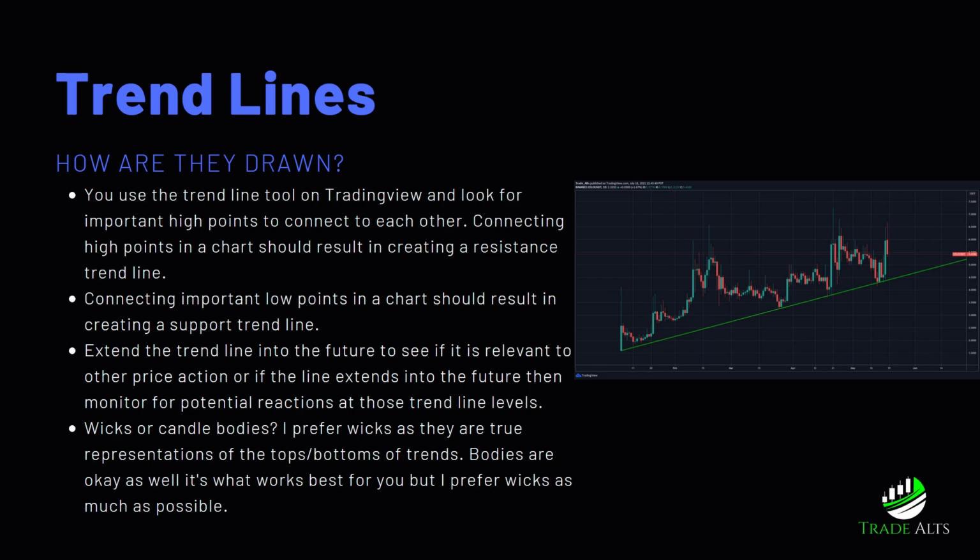And as far as wicks or candle bodies go, this is one where people really have a difference of opinion. What I mean by that is, are your low points or your high points wicks or candle bodies? For myself, I prefer wicks, as they're the true representation of the tops or bottoms. Price made its way up, you might have a high wick somewhere, but the fact is price traded at those levels. So I'm interested in those levels.